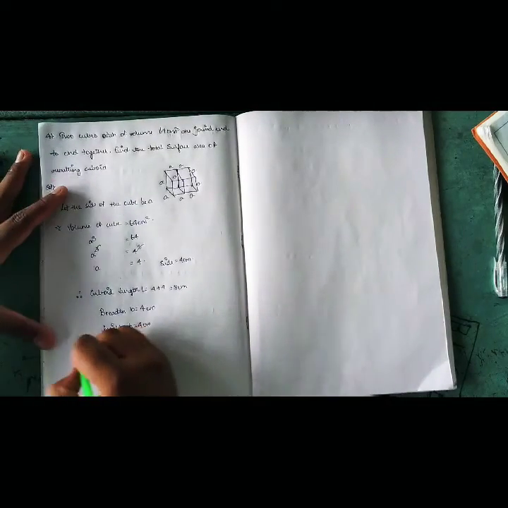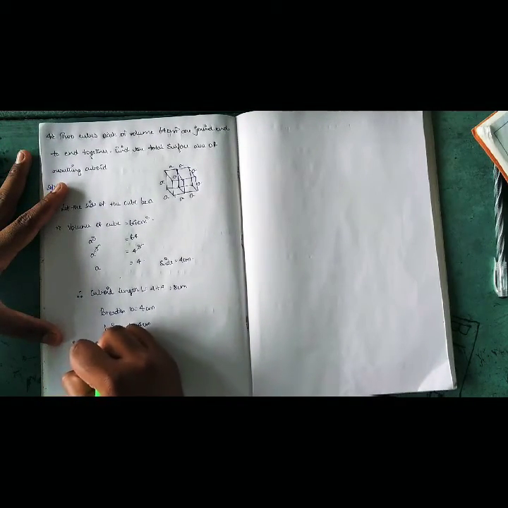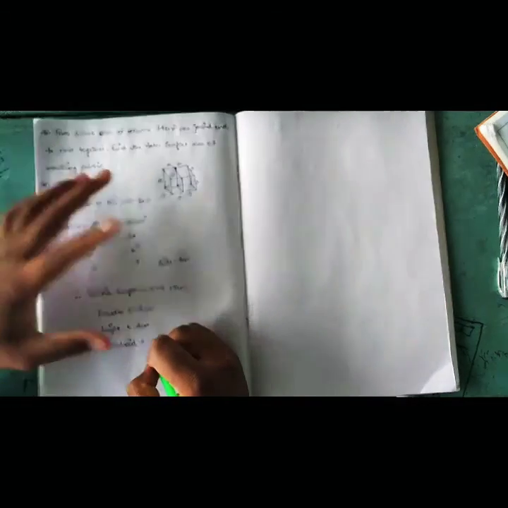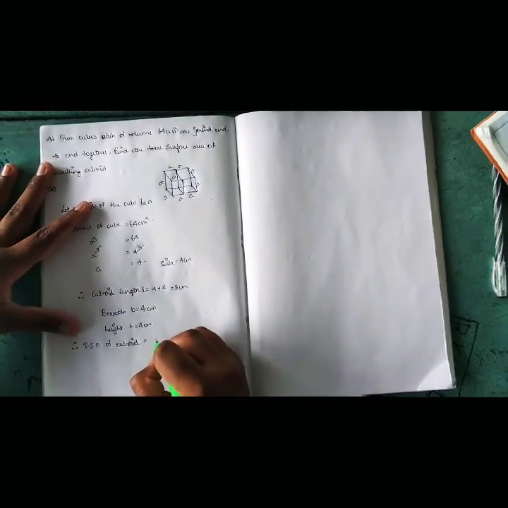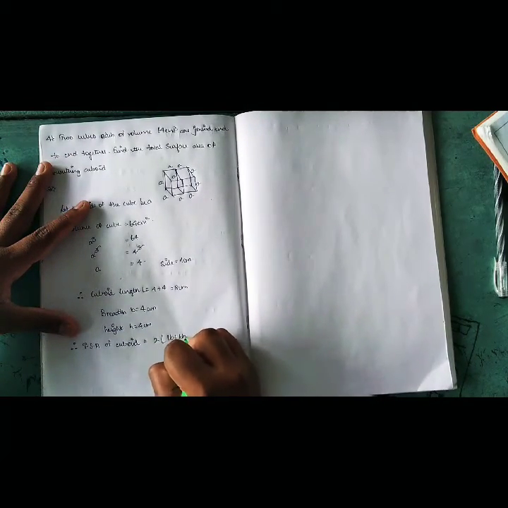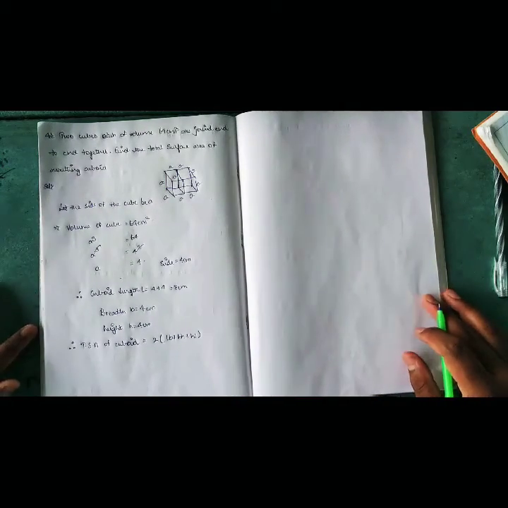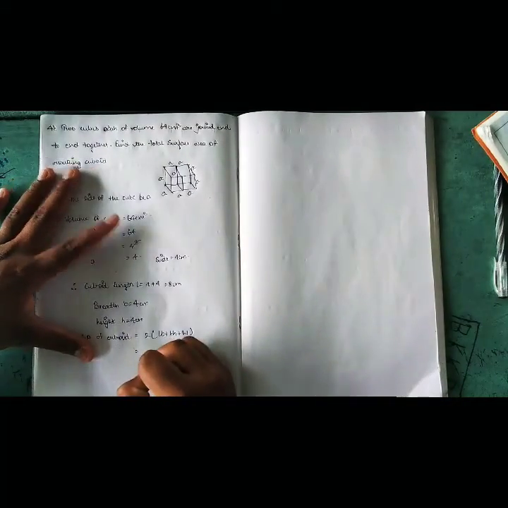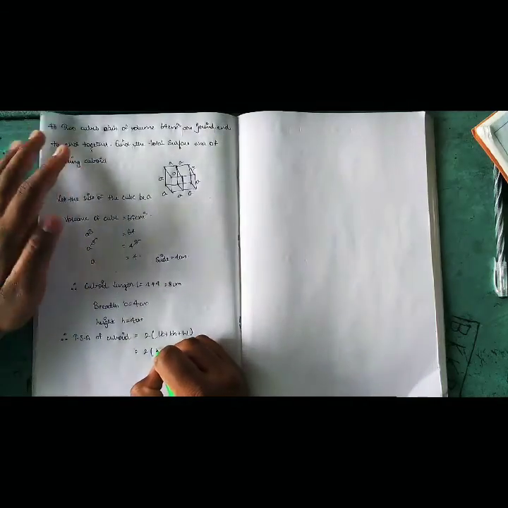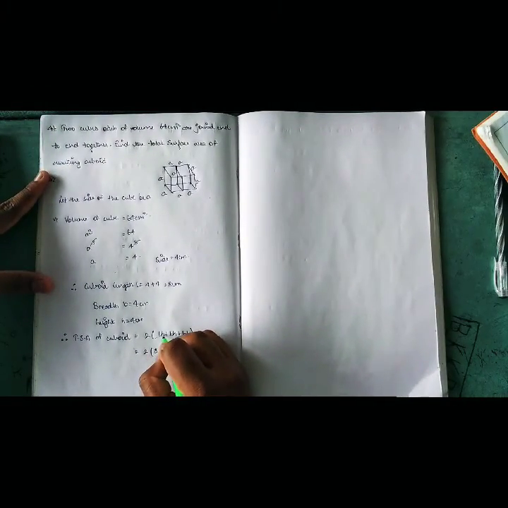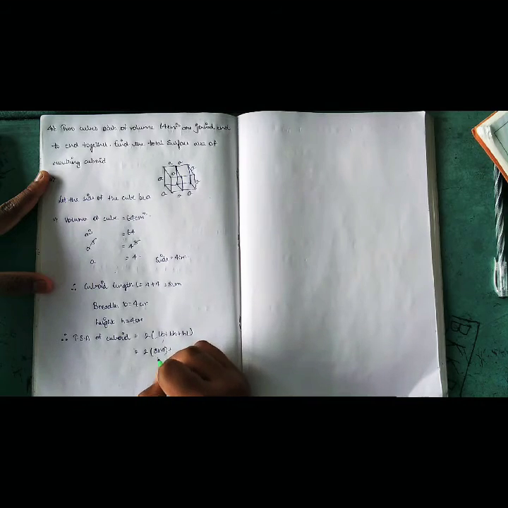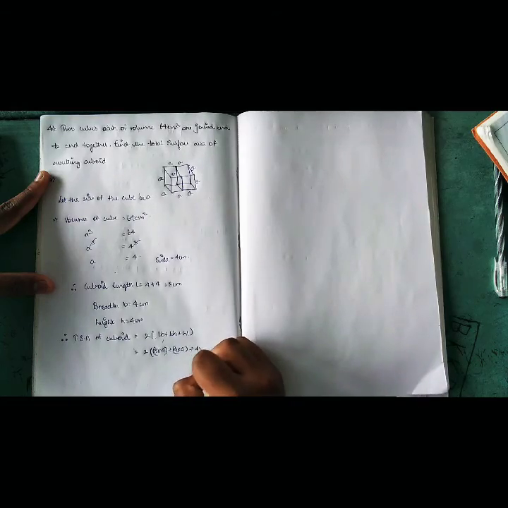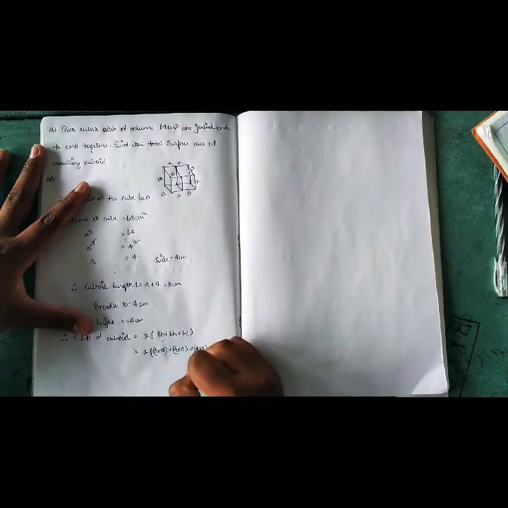Therefore, TSA of the cuboid. We get a cuboid when these two cubes are joined together. What is the formula for the total surface area of a cuboid? It is 2 into LB plus BH plus HL. So 2 into, L is 8 into B 4, 8 into 4, plus B into H, 4 into 4, plus H into L, 4 into 8.